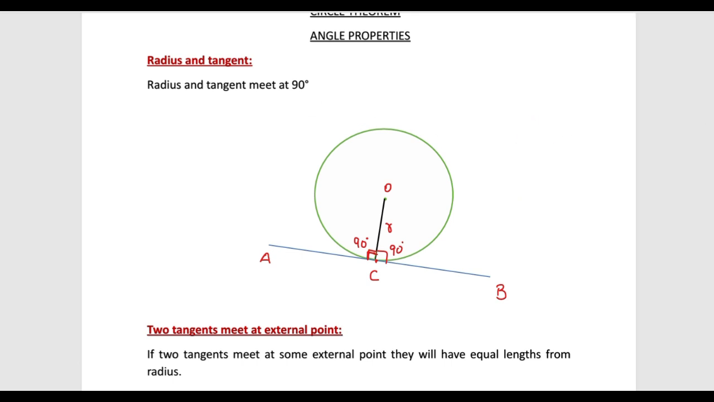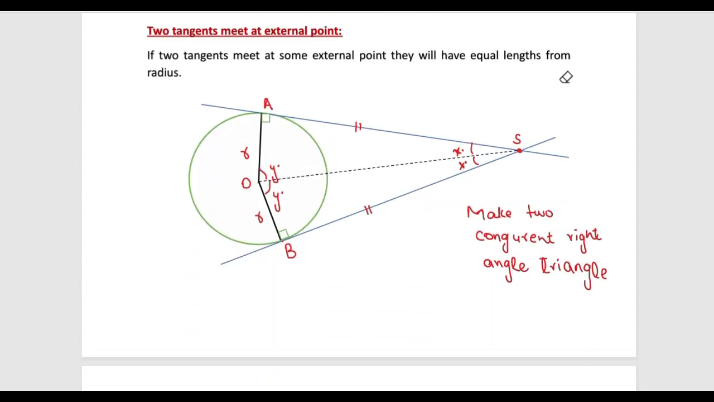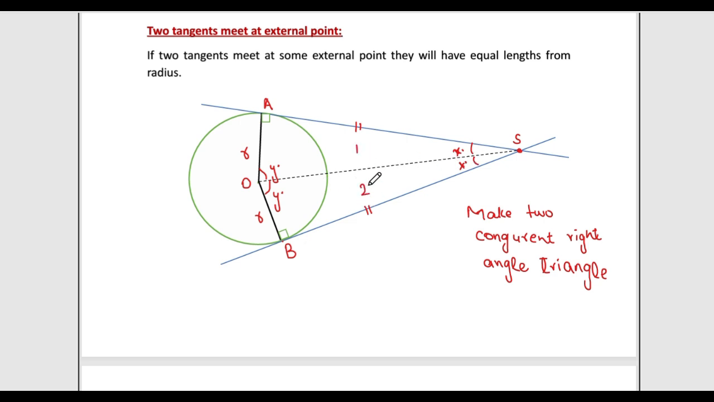Okay, so coming to the next property, and this property is about two tangents that meet somewhere externally. Whenever we have two tangents and they meet at a certain point externally, and then you extend a line from the center towards that meeting point, you will see that this divides your area into two congruent triangles.